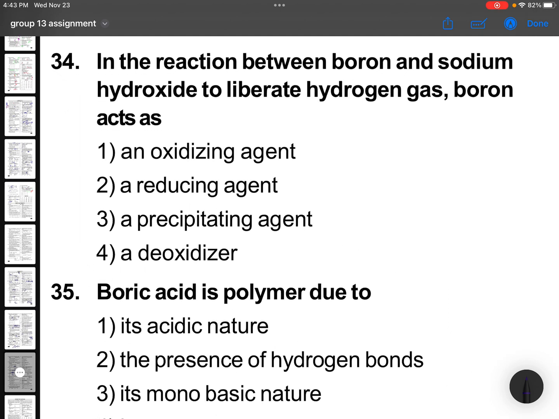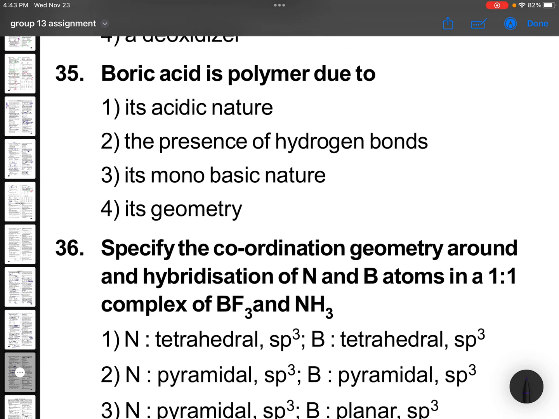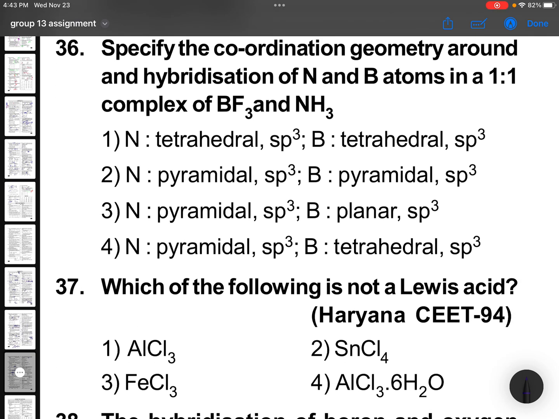In the reaction between boron and sodium hydroxide to liberate hydrogen gas, boron acts as, okay, now hydrogen H plus will be there, that is converting into H2, that is undergoing reduction. So you can say it is reducing agent because in sodium hydroxide H plus is liberating hydrogen gas, H2. It is reducing. Boric acid is a polymer due to hydrogen bonding. Specify the hybridization of N and B atoms and the coordination geometry in the 1:1 complex of BF3 and NH3. Actually, the nitrogen lone pair is forming a bond with BF3. So both are sp3, both are tetrahedral.